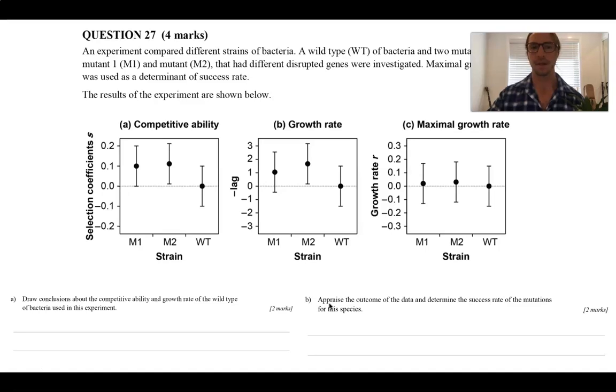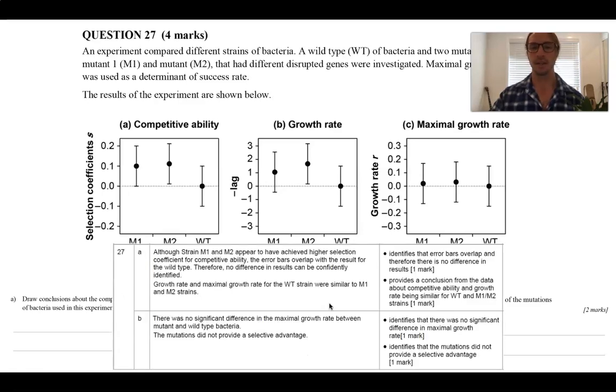Okay, let's go through the exemplar answer scheme together now. So here it is. I'm learning that this is the more important section of the exemplar. This is just a sample response showing what you might have got marks for. But here's where the marks are. So for A, draw conclusions. You get 1 mark for identifying that the error bars overlap here, and therefore there is no difference in results.